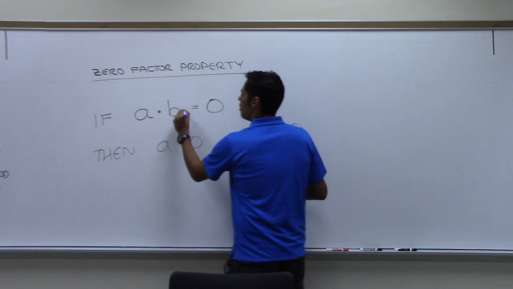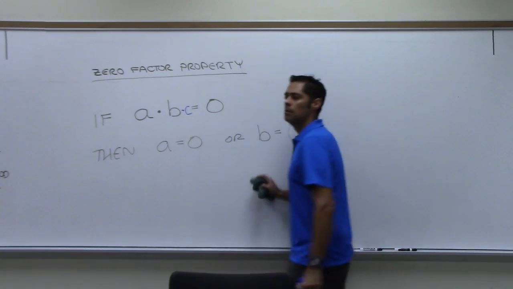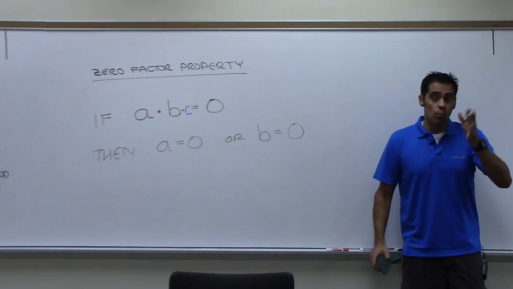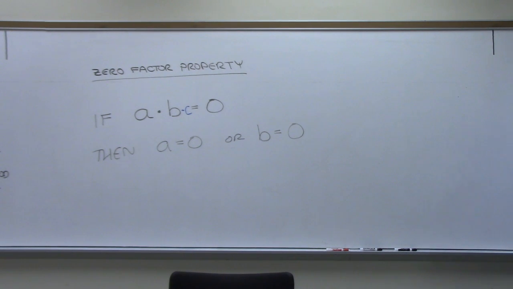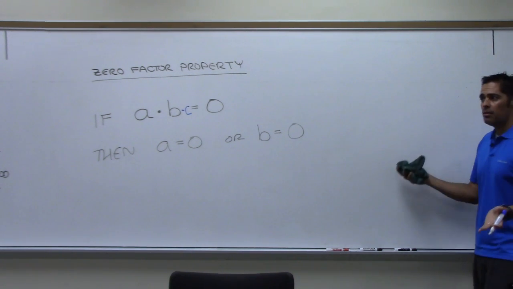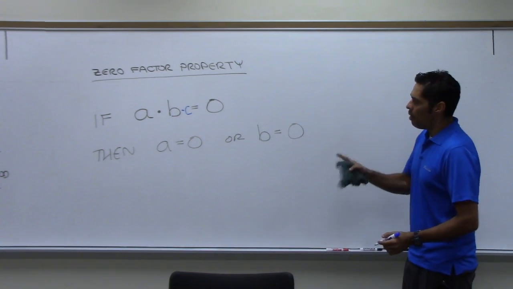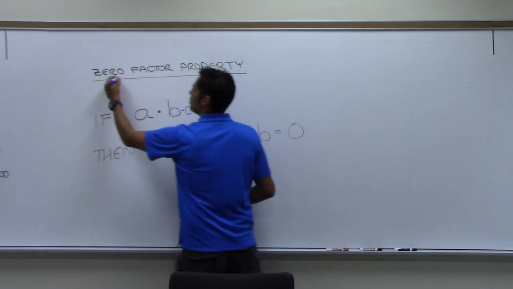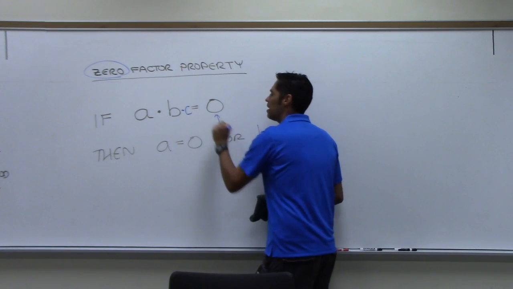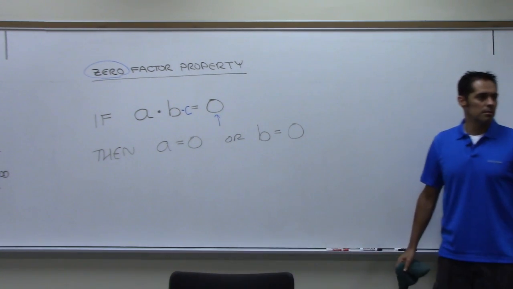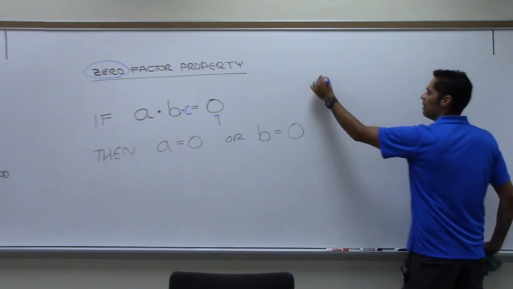What if I added a third number in here, times C? One of the three, right? A, B, or C has to be 0. If I have four things, one of the four things has to be 0, right? The important part of this is they call it the zero factor property for a reason. This is the key to it all. 0. Let me show you something different.